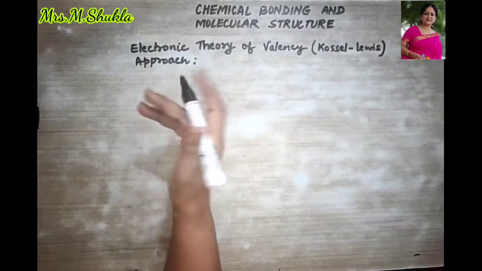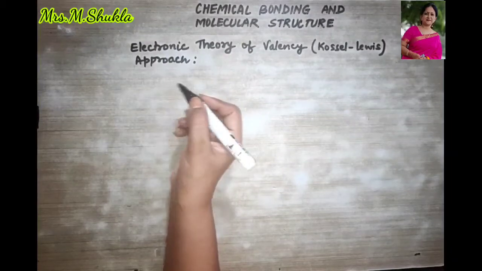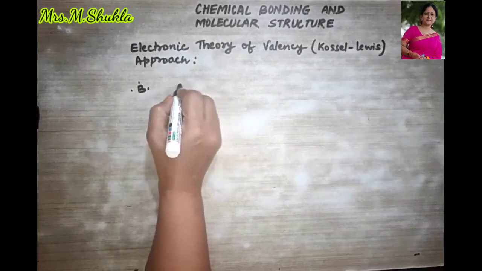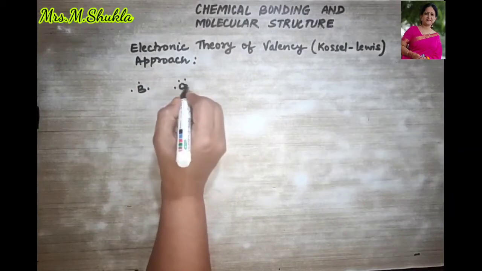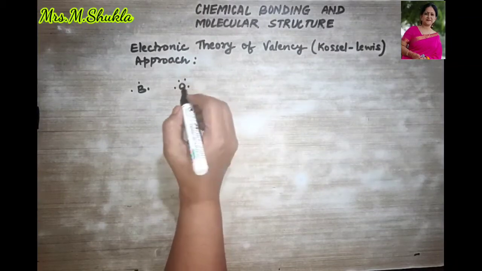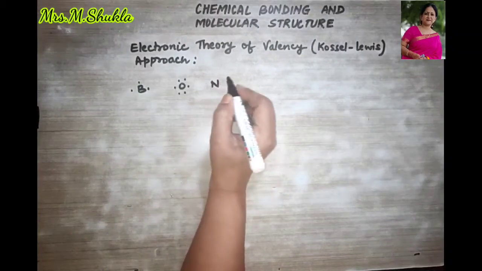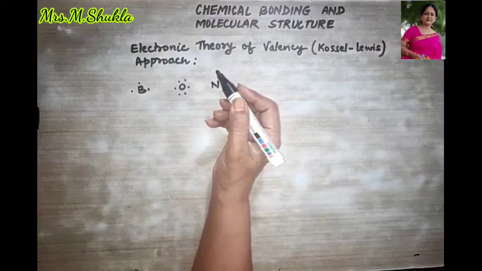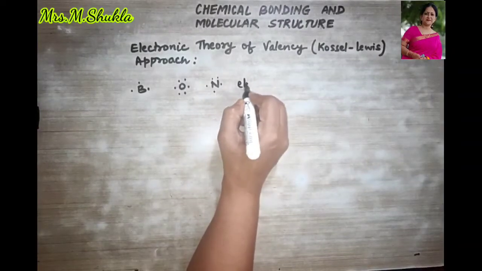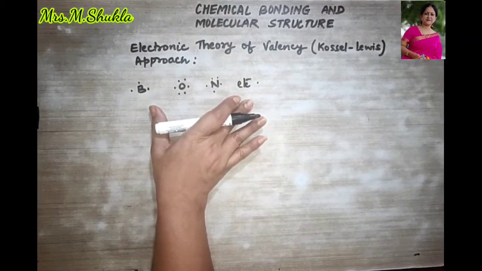So Lewis dot structure, you already know how it is shown, and the Lewis symbols also. For example, for boron it can be shown like this. For oxygen, the atomic number is 8, so the valence electrons are how many? 6. So this is how it is shown. For nitrogen, you already know it is 7, so your valence electrons are 5. So 1, 2, 3, 4, 5, etc. This is the way how the Lewis dot symbols are shown, right?